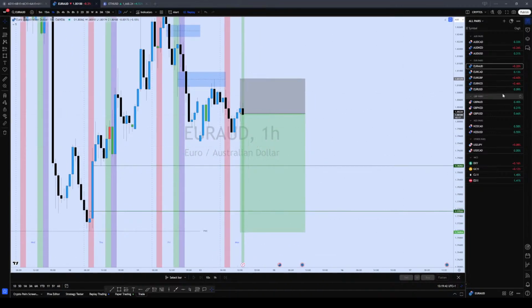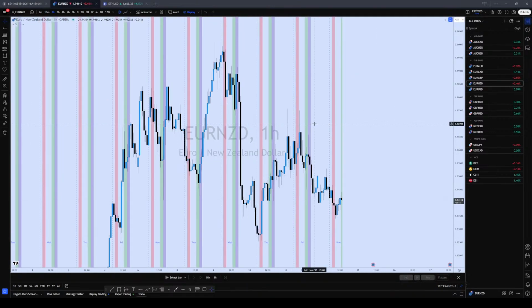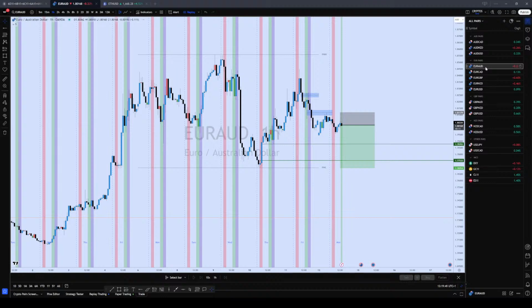I think I prefer that. Euro New Zealand is similar, but I prefer the Euro Aussie. I think pretty much that is that for the currencies. Yeah, let's go to gold.